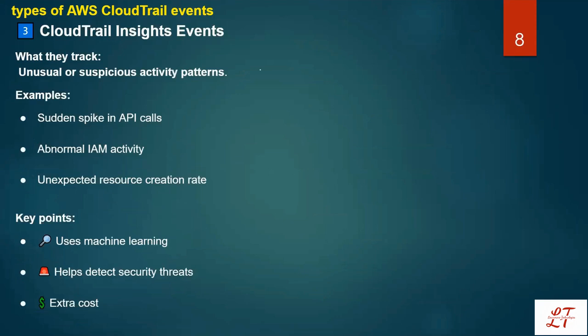And now coming to the third type of AWS CloudTrail event, the CloudTrail Insights event. It usually tracks unusual and suspicious activity patterns, for example a sudden spike in API calls, abnormal IAM activities, or an unexpected resource creation rate. It uses machine learning to track these unusual and suspicious activity patterns. It also helps to detect security threats, and it also costs a lot compared to management events.